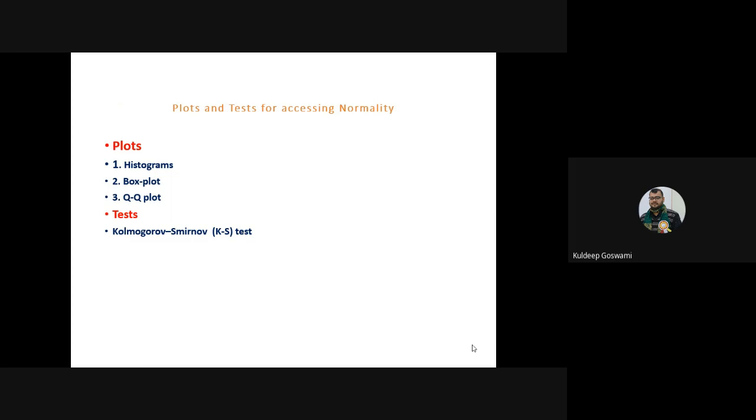So these are the testing procedures or plots to check whether your dataset follows normal distribution or not. First one is the histogram, then box plot, QQ plot, and then one test is mentioned here, that is known as Kolmogorov-Smirnov, or in short abbreviation, it is known as the KS test.